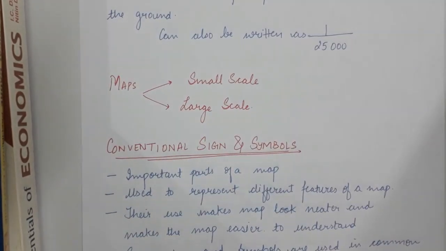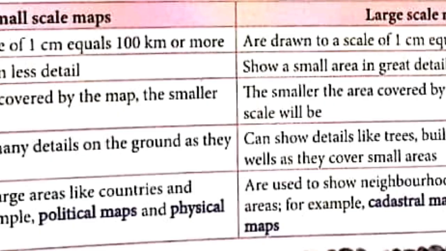Maps we can divide as per the scale also, like small scale maps and large scale maps. We will be discussing the difference in detail. So the difference is small scale maps are drawn for greater distances, like 1 centimeter is equal to 100 kilometers or more. But in the large scale maps, you can see a big picture. It is drawn like 1 centimeter is equal to 1 kilometer or less than 1 kilometer.